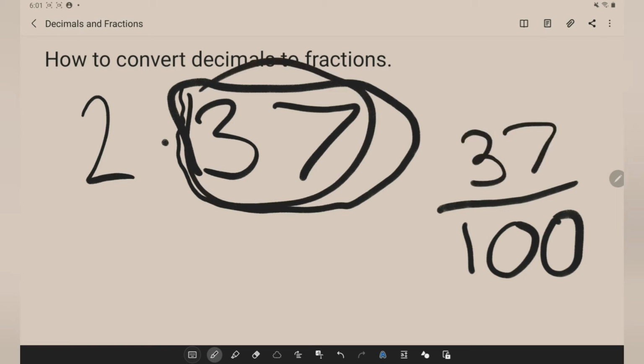Now you might be asking, where will the 2 go? Well, the 2 will simply go in the middle of 37 and 100, in the middle of the slash.